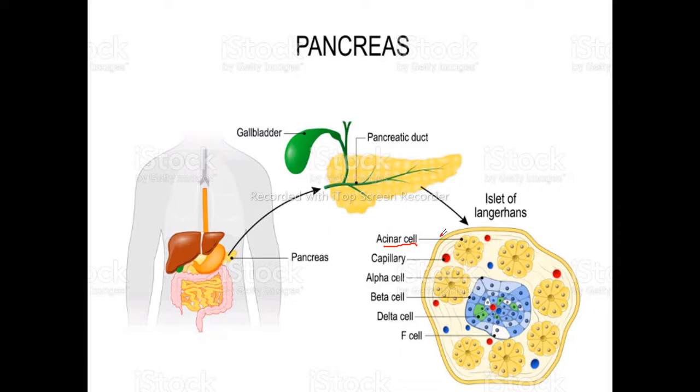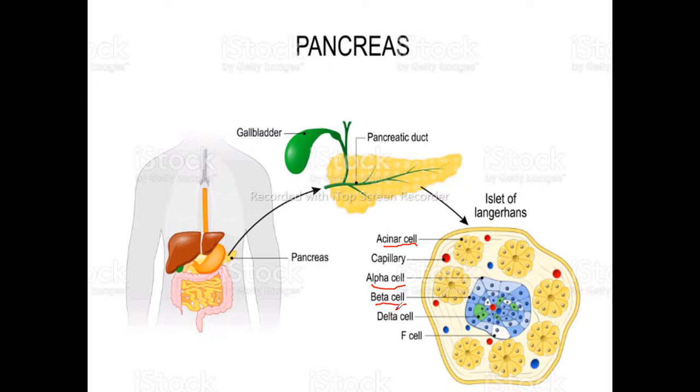Within these islets of Langerhans, at the center, we find the cells called the beta cells. The beta cells are the cells that produce the hormone called insulin. Now, outside this islet of Langerhans, we also find the cells called the alpha cells. These cells produce a hormone called glucagon.